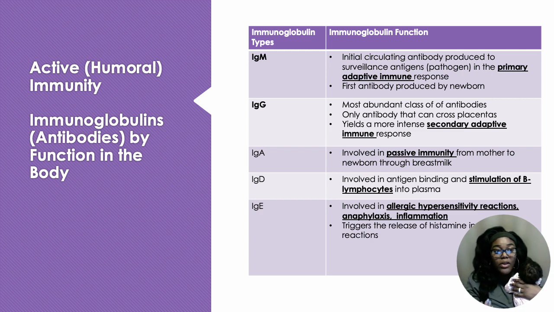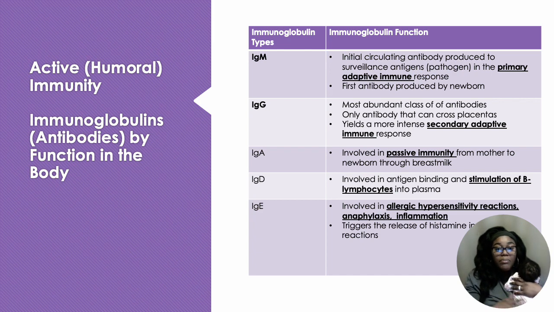Now, when we talk about humoral immunity, we have a plethora of antibodies or immunoglobulins that we will discuss in this lecture. As you can see on this chart, there are 5 specific immunoglobulins that I want you to know for this class. The first two you've already kind of gotten exposed to. The first two are IgM and IgG. IgM, again, is involved with that primary adaptive immune response, and with that initial circulation and surveillance for antigens or pathogens that are first presented to the body. IgM is also the first antibody produced by newborns as they're developing in their mother's uterus.